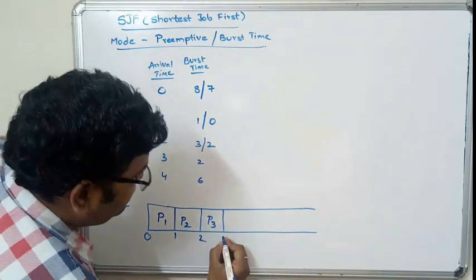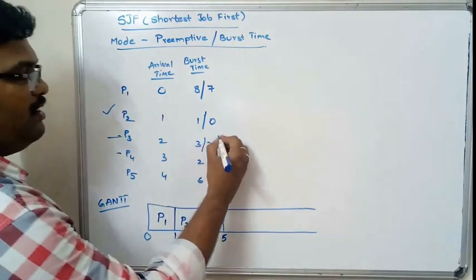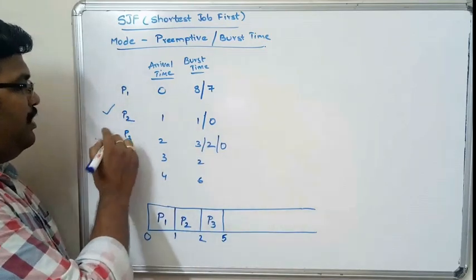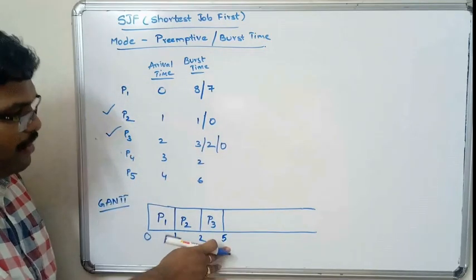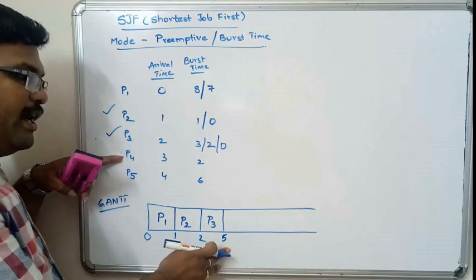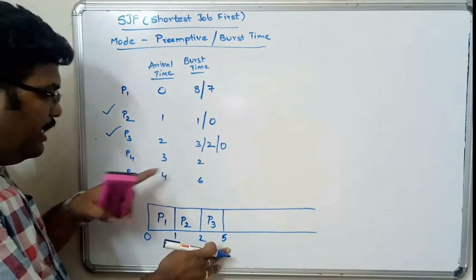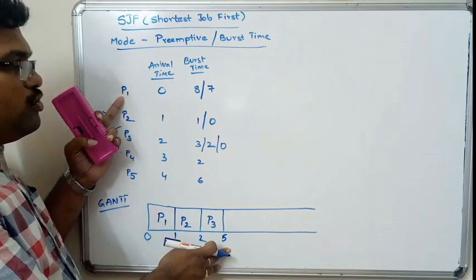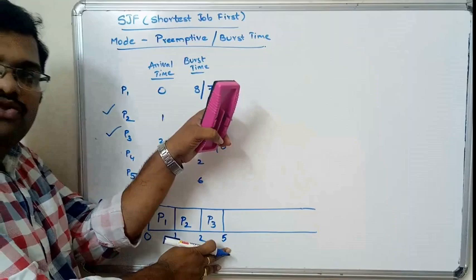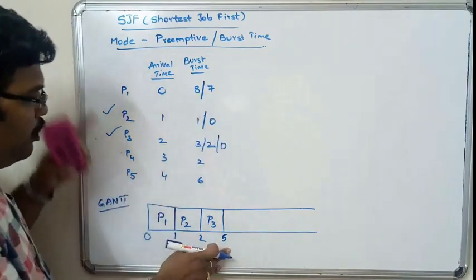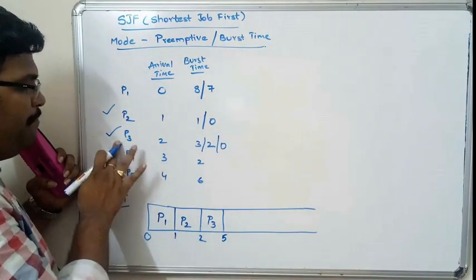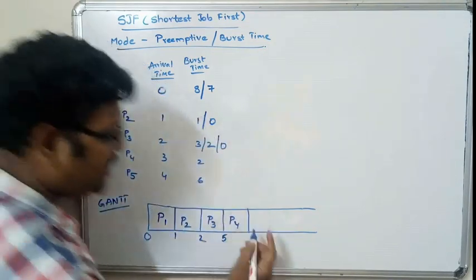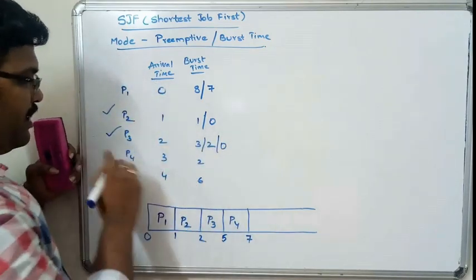So until 5 it will be executed. So P3 completed. Now at the time 5, P4 is available in the ready queue because it arrived at 3. P5 is available in the ready queue because it arrived at 4. P1 is also available because it requires still 7 seconds to complete its execution. Now among these three, which one is having the lowest burst time? P4. So P4 is allocated to the CPU. So how much time? 2 seconds, so 7.